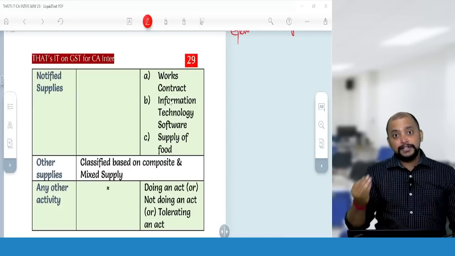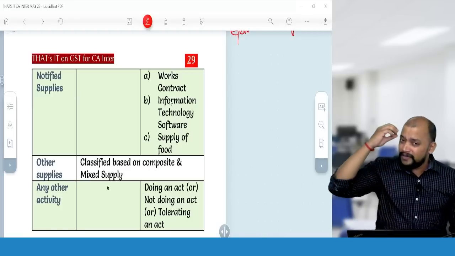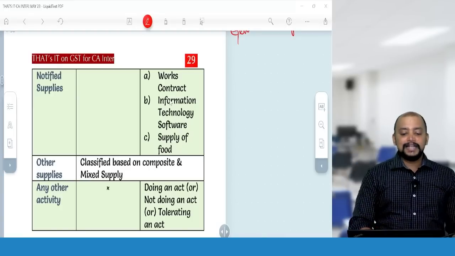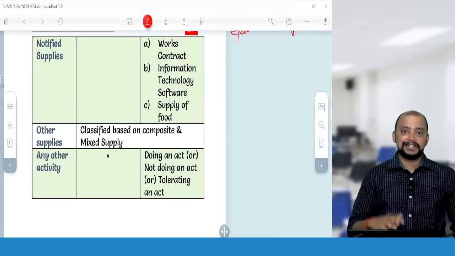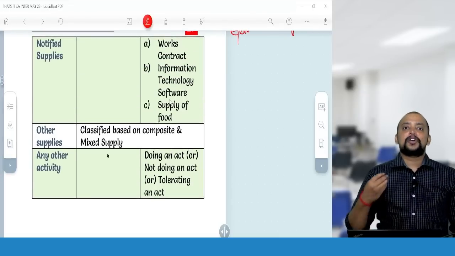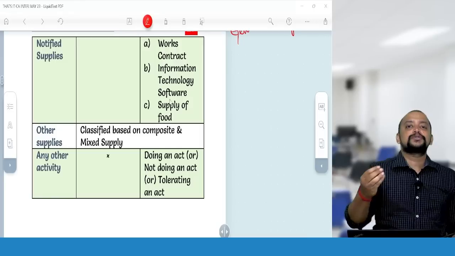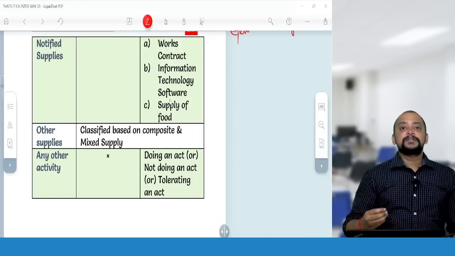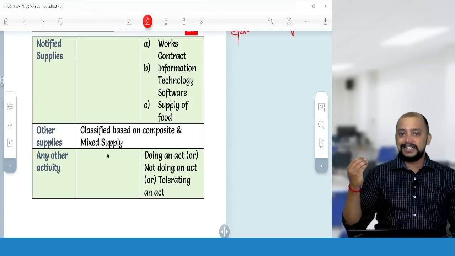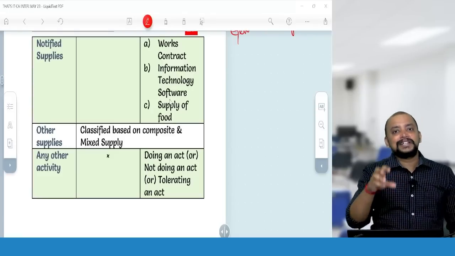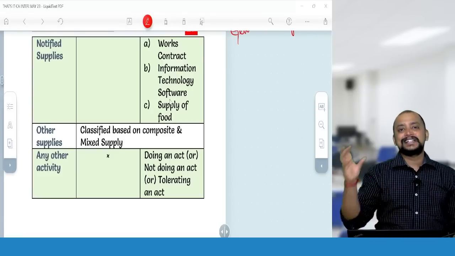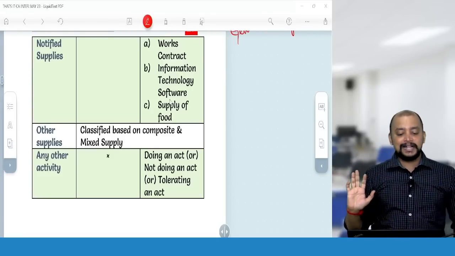These 3, even though it involves both goods and service, will always be treated as supply of service. Then other supplies will be classified based on composite supply and mixed supply. If it is a composite supply and the principal supply is goods, the entire transaction is treated as goods. If the principal supply is service, the entire transaction is treated as supply of service. Same way, if it is a mixed supply and the highest rate is goods, entirely it will be treated as goods. If the highest rate is services, entirely it will be treated as services.